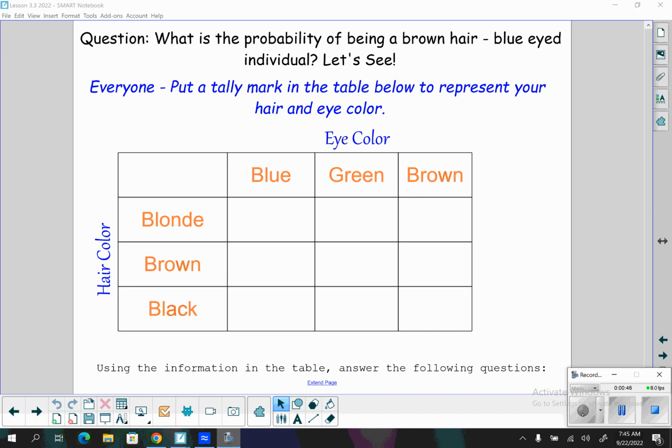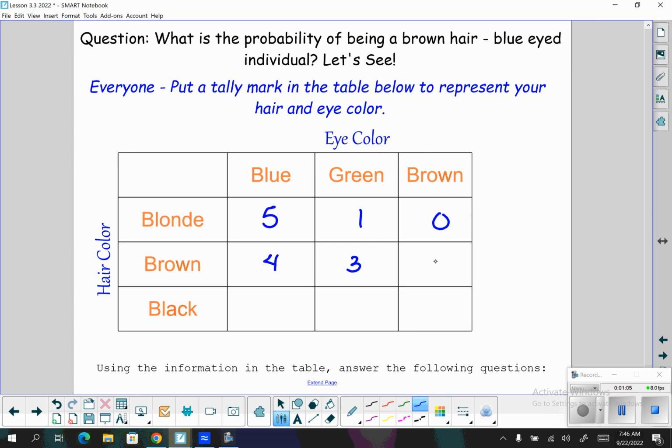Now let's go ahead and put those totals on there. So it looks like blonde and blue, we've got 5. Green 1, brown 0, then 4, 3, 3, and then lots of zeros on the bottom.